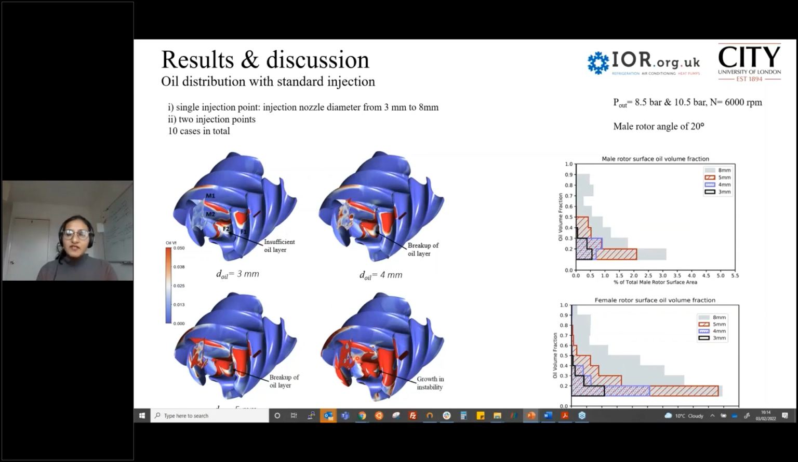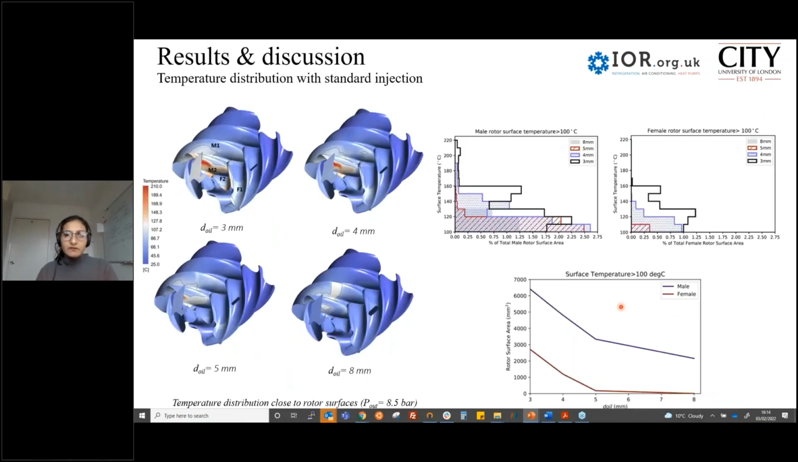This is further seen by plotting oil volume fraction versus the percentage of rotor surface area for the male rotor and for the female rotor. For the male rotor, you see a smaller amount of surface area is wetted with oil compared to the female rotor surface, which is 1.6 times higher. So let's see how temperature looks.